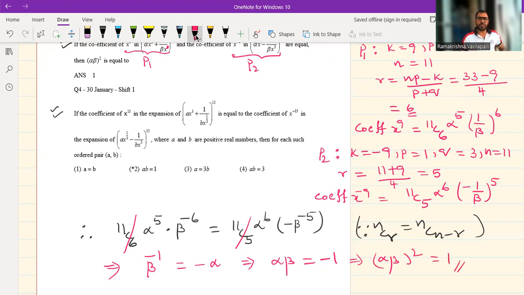In a similar fashion, you can solve the second question. See, they have asked two similar questions.